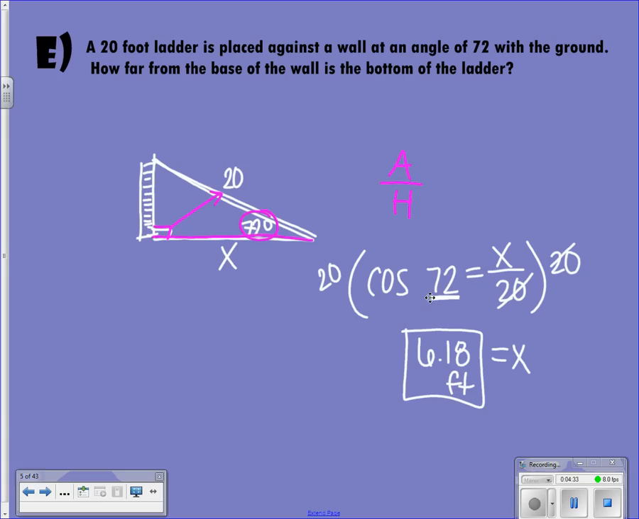If you did not get this, okay, what I need you to do is check your mode on your calculator, and you need to be in degree mode, okay? So make sure you are in degree mode if you did not get that answer. Okay, so we'll move on.